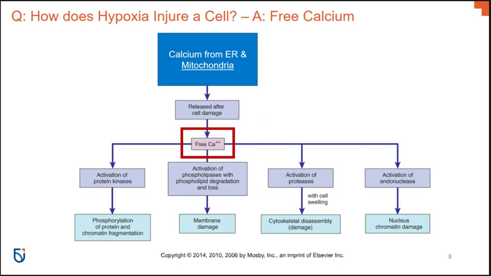I also wanted to mention to you that we spoke a couple slides ago about vacuolation of the endoplasmic reticulum, but vacuolation will likely also occur in other organelles, including the mitochondria. So both the ER and the mitochondria become damaged by this vacuolation and extensive distension, leading to this increase in free calcium.